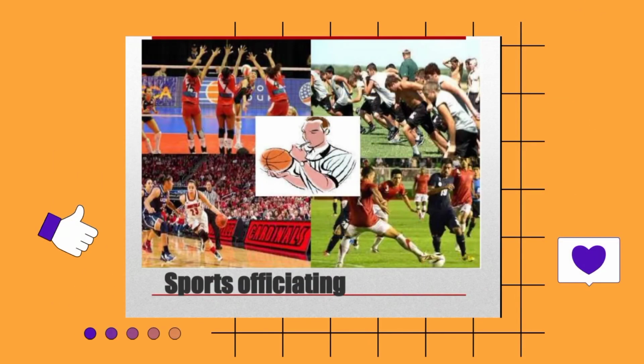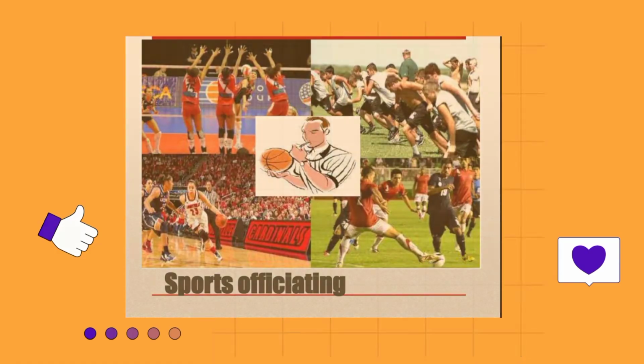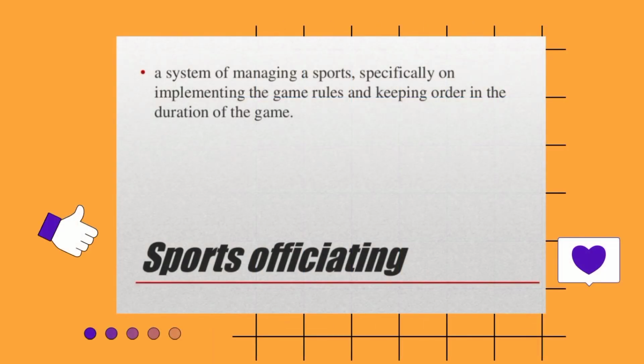Now, grade 9 learners, let us discuss sports officiating. What is sports officiating? Sports officiating is a system of managing sports, specifically implementing the game rules and keeping order for the duration of the game.